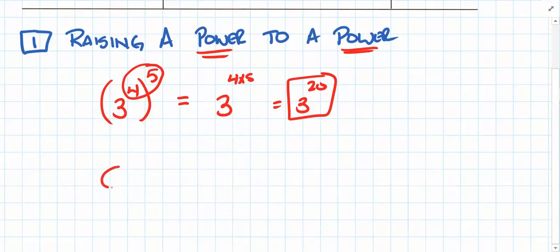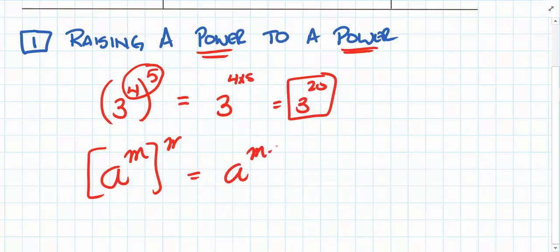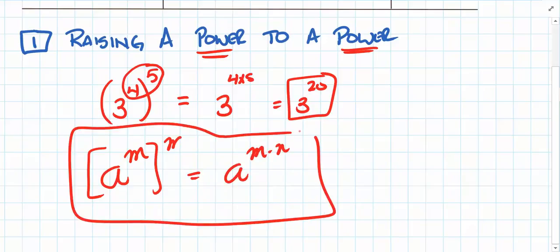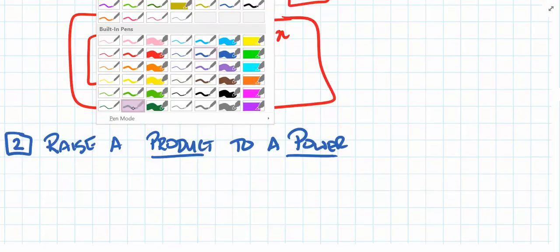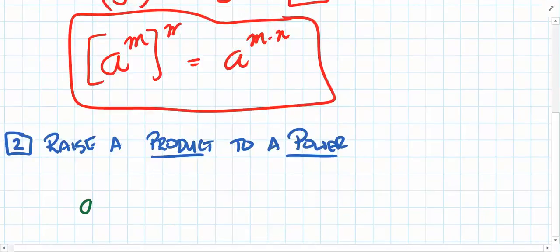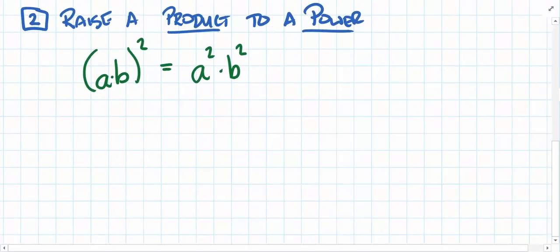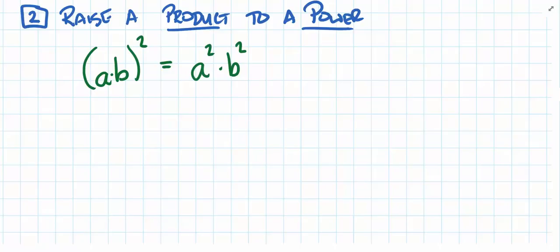So in general, if I have a raised to the m raised to the nth power, it's just a to the m times n. And that would be our rule for that one. All right, raising a product to a power is a little bit different, right? So let's say I have ab, and I want to square this whole thing. Well, the product is a times b, right? That's why the rule is called product, because I'm multiplying a and b. The product to a power means that I'm going to take a and square it and multiply it by b and square it. So everything inside my parentheses gets squared.